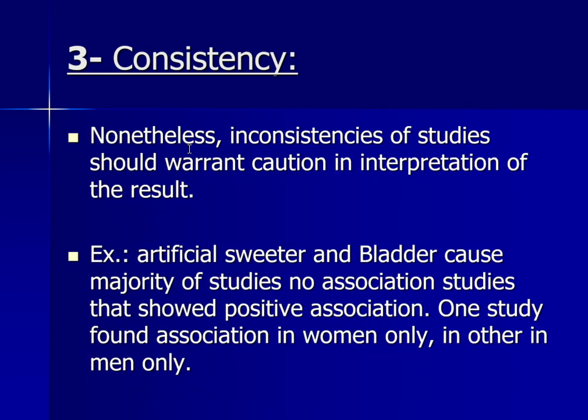Now for consistency, inconsistencies of studies should warrant caution in interpretation of the result. Meaning when you have multiple studies and some of the studies are saying there is an association, some other studies are saying no, there is no association, some studies saying well, maybe in one group there is. So when there are contradictory results, that could be seen as a factor against causality. That could be argued as evidence against causality.